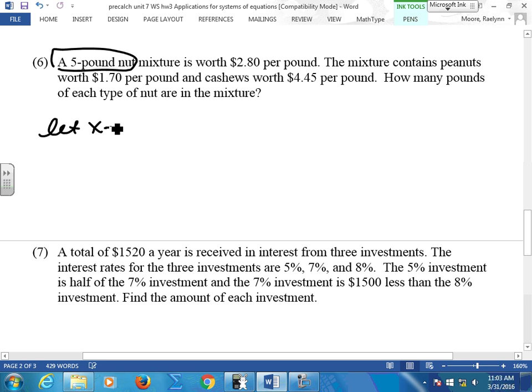Let X equal what? Okay, let's make this the amount of peanuts. And I always like to write the amount part, because then I don't have to look back in the words. And let Y equal to what? Cashews.